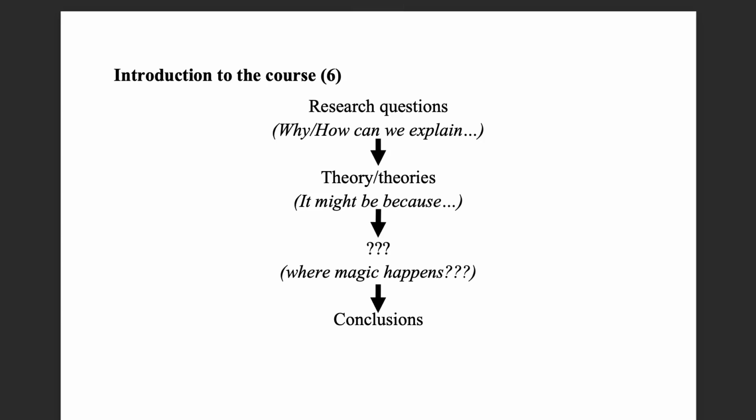Okay, so where are we now? We know we have research questions. Why? Or how can we explain stuff? And we have potential answers to those research questions in the form of theories, explanatory theories, stories about, yeah, it might be because of this or that. And somehow we want to reach conclusions about these theories by looking at observations, by looking at the empirical part. So in other words, we need to make this step from theory through to empirics to conclusions.